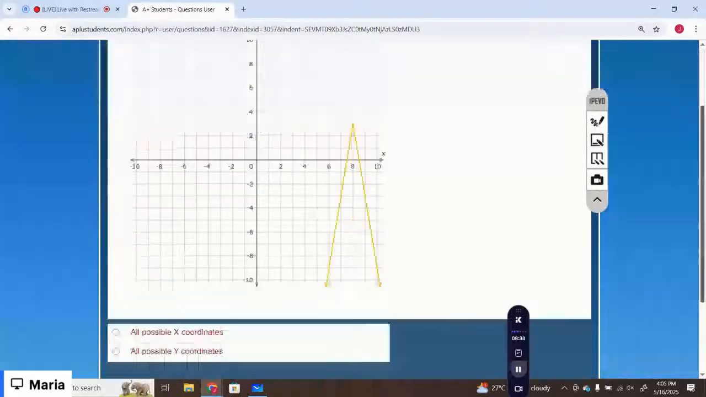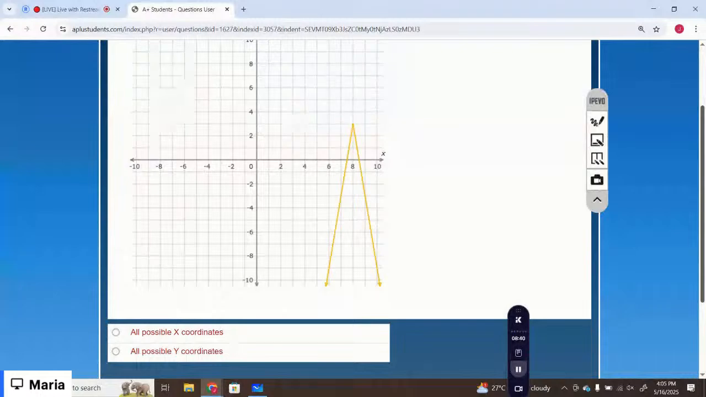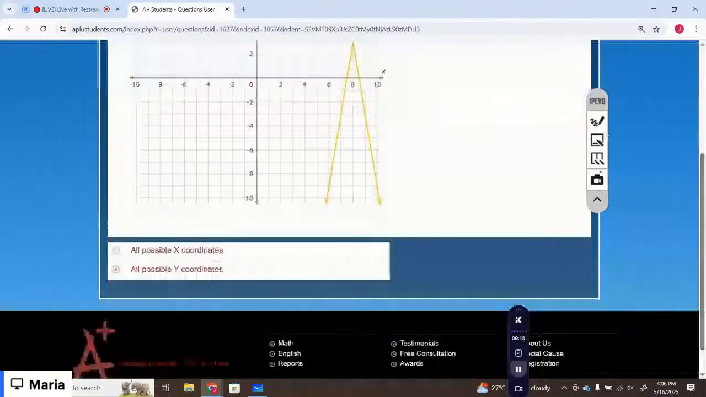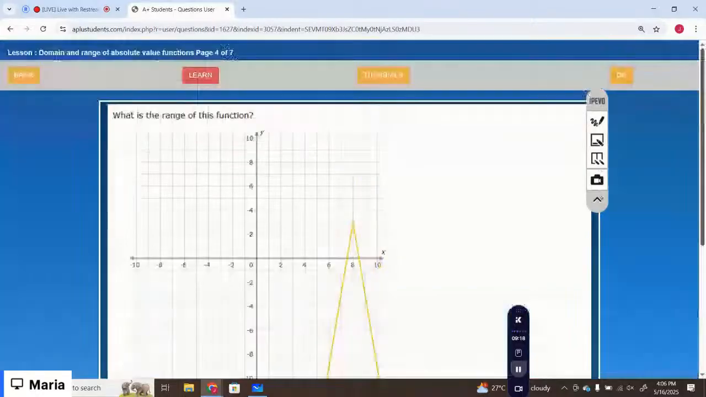What is the range of the function? So which is the correct option? The correct option is all the y values, all the y coordinates. Option number two is the correct option.